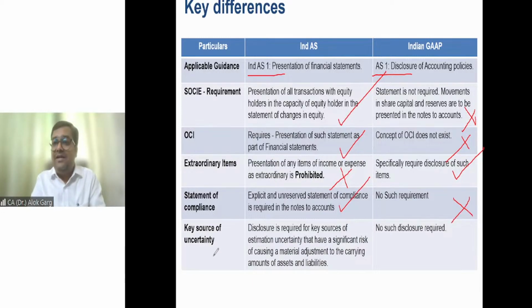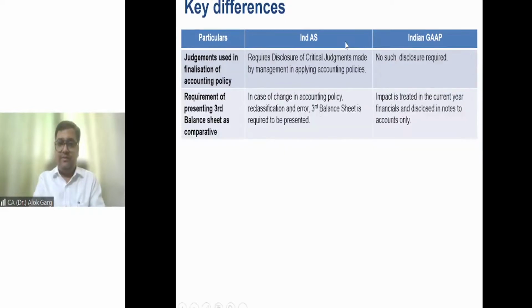Key source of uncertainty, judgment, and estimate, right? These items are required in Ind AS, but this judgment and estimate disclosure is not required in IGAP. Third balance sheet: in case of correction of an error, or in case of a change in accounting policy, the entity is required to restate the comparative and give the third balance sheet, right? In IGAP, this third balance sheet and restatement of comparative is not required.